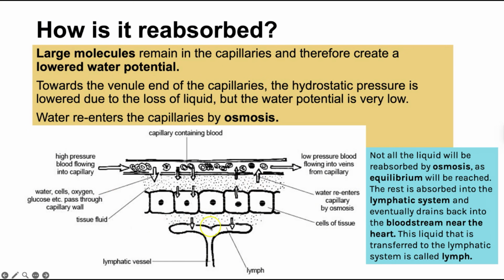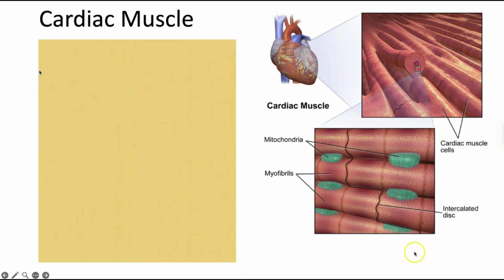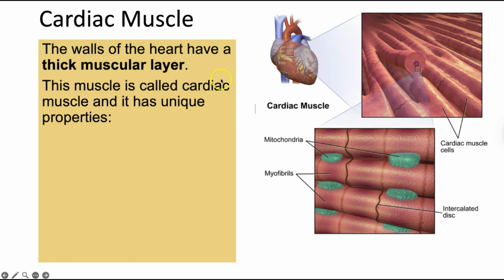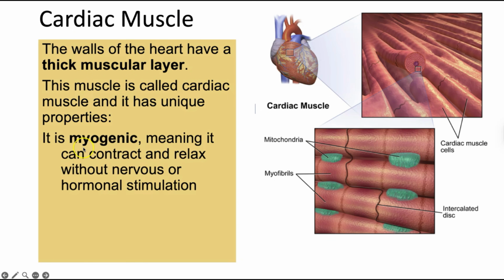And that's where the lymphatic system absorbs the rest. So then we move on to the heart, starting with the cardiac muscle that it is made from. So you get these thick muscular layers of cardiac muscle, and that has unique properties such as it's myogenic, which means it can contract and relax without any input from the nervous system or hormonal stimulation. So as long as it has a constant supply of glucose and oxygen in the blood in the coronary arteries, it can contract and relax.